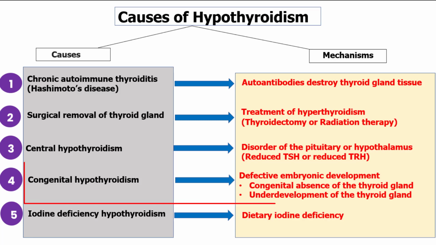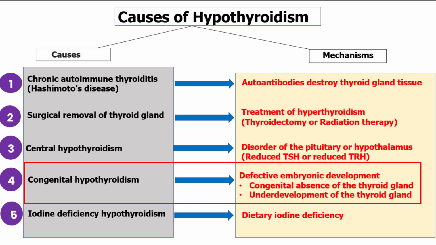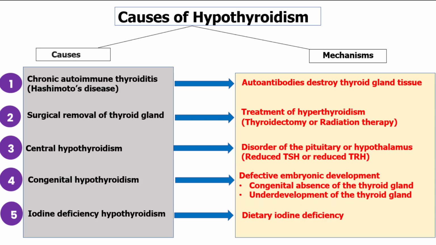The next cause is congenital hypothyroidism. This is commonly seen in children, whereby there is a deficiency of thyroid hormone secretion during fetal development, which can be again either due to congenital absence of the thyroid gland or underdevelopment of the thyroid gland.